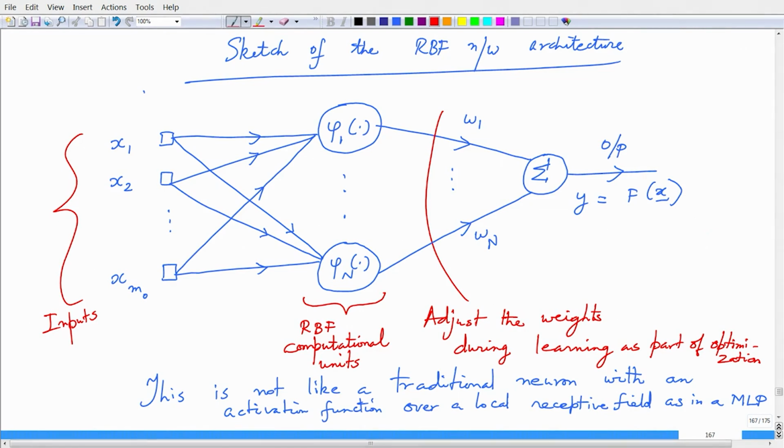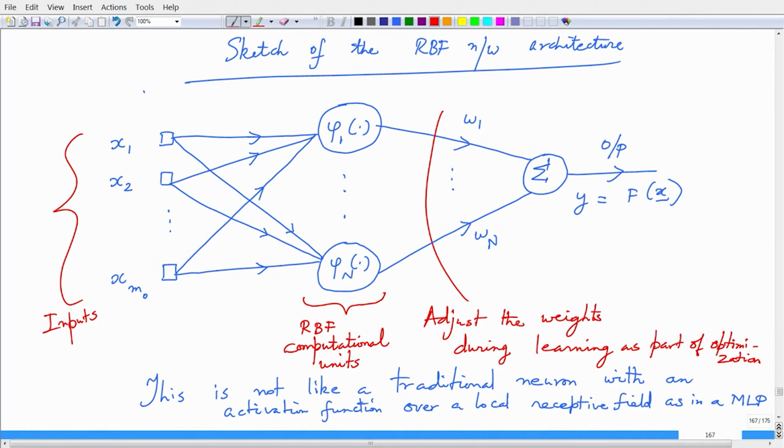Now, one has to know that this is not like a traditional neuron where we have an activation function over a local receptive field. So, this is a key difference between the RBF unit and the typical McCulloch-Pitts neuron that we have seen earlier.